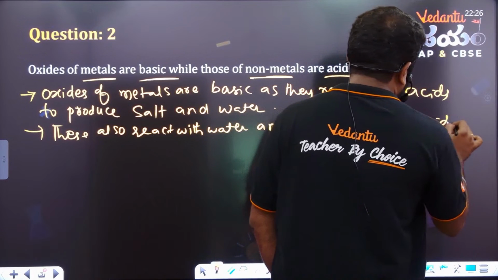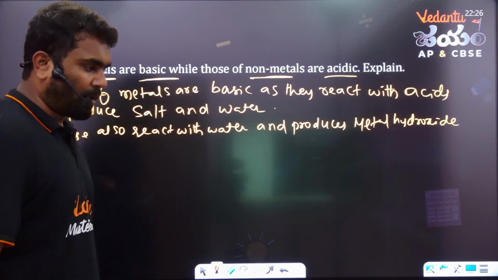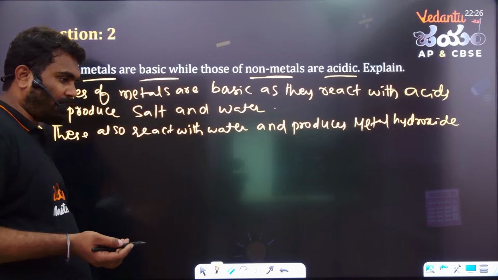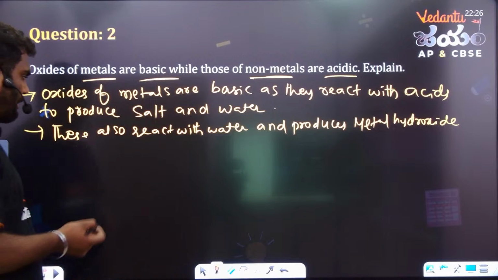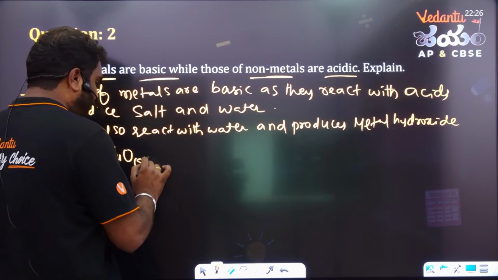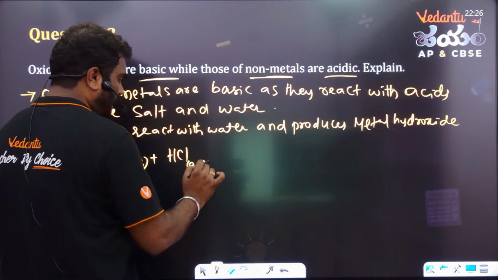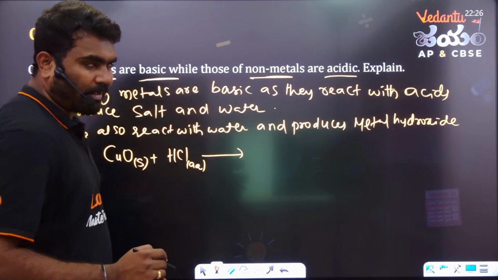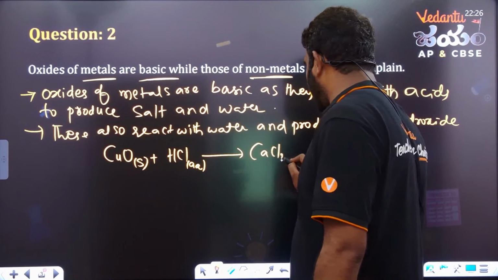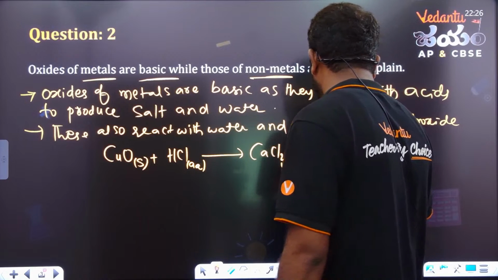So as we know that hydroxides are basic in nature, here we can take copper oxide or sodium oxide, anyone. I am taking copper oxide, a solid, and it is reacting with hydrochloric acid, which is aqueous. So what we are getting is calcium chloride, a salt, plus water will be formed. This calcium chloride is aqueous and water is a liquid.